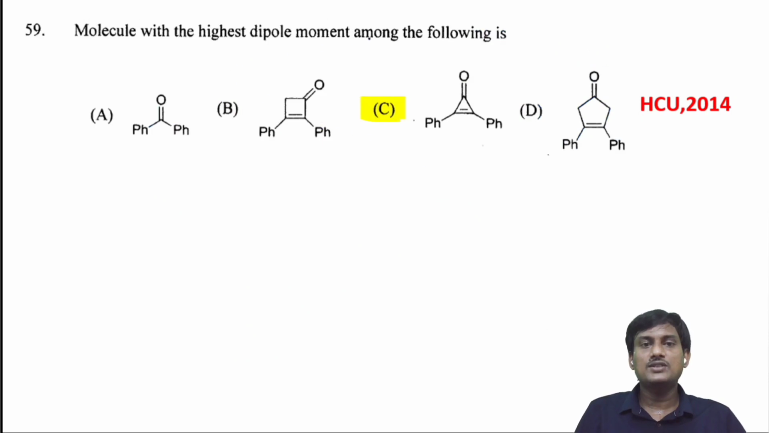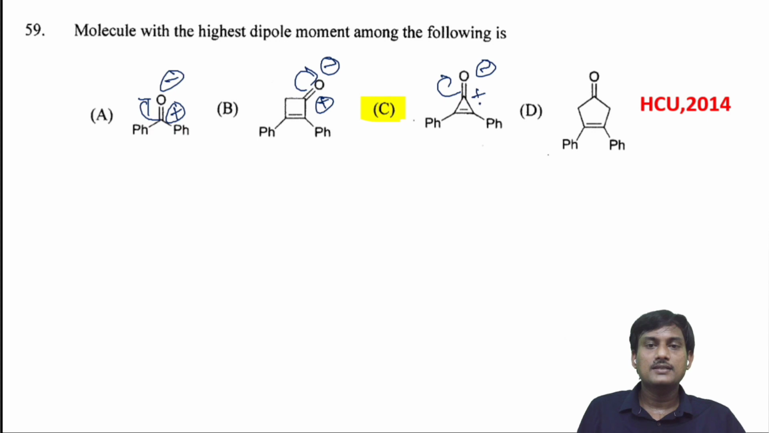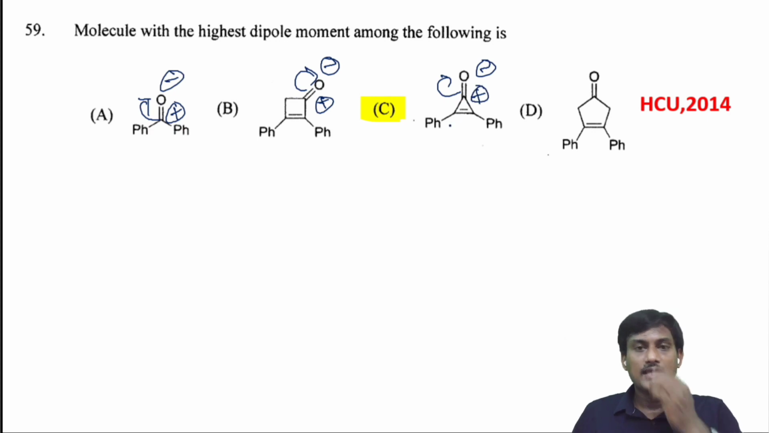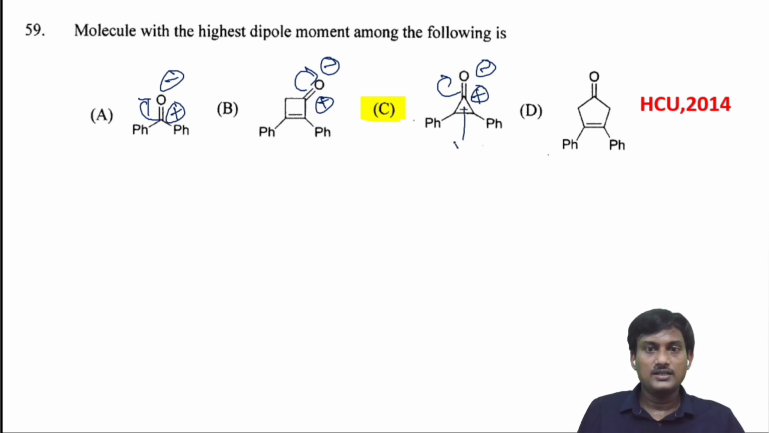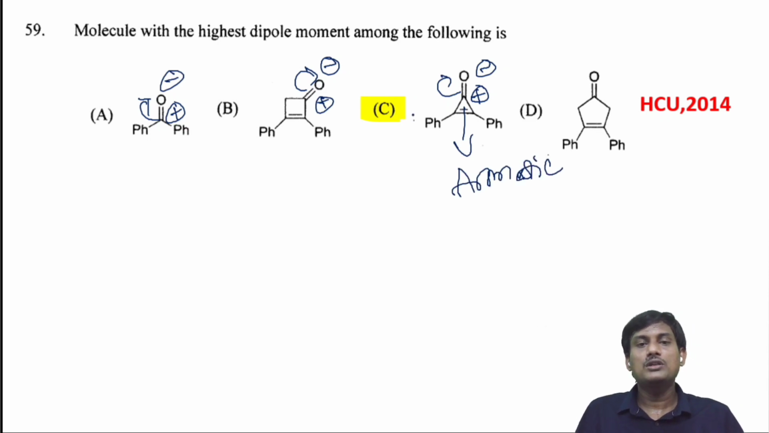The molecule with the highest dipole moment among the following is. This is also an application of aromaticity. When you push these electrons, this one is minus, this one is plus, and here minus, plus. But in this case, you get minus and plus. Here you will get a cyclopropenyl cation. It's aromatic. When you get aromatic, then that molecule will have more dipole moment. So C is the correct option.